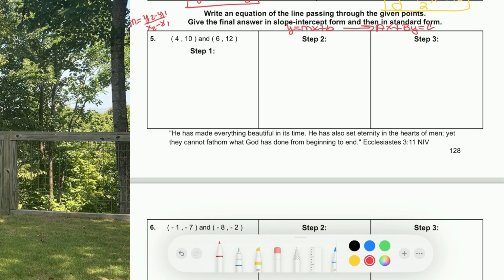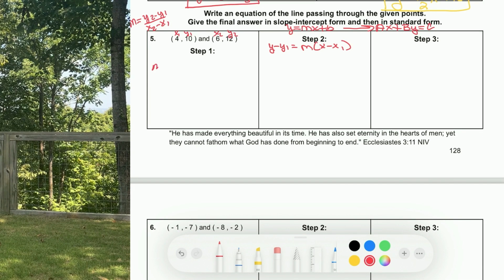We're also going to be using in step 2 the y minus y sub 1 equals m times x minus x sub 1 here. So now that we have all our forms written out, let's go ahead and start number 5. I want to first label x1, y1, x2, y2.